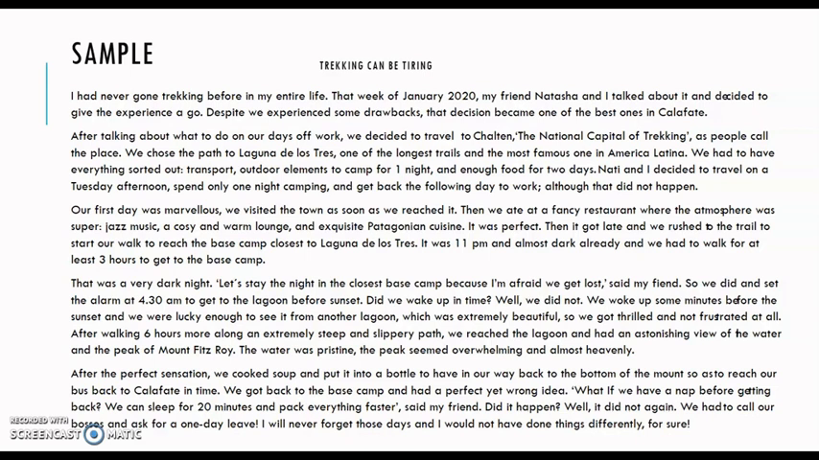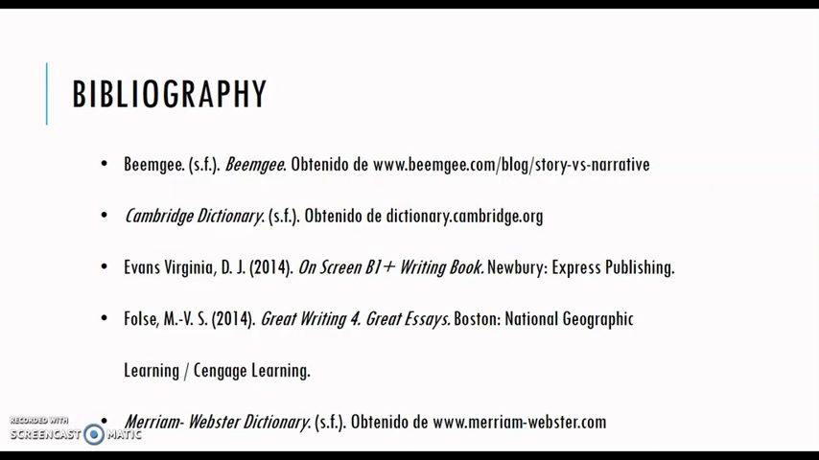I would like you to analyze the body paragraphs and see how descriptive vocabulary is used, how the sequencing is taking place in the story, and that you challenge yourself to write your own story. If you want to know more, this is a bibliography I used to create the presentation and to explain basically how to write a narrative story.